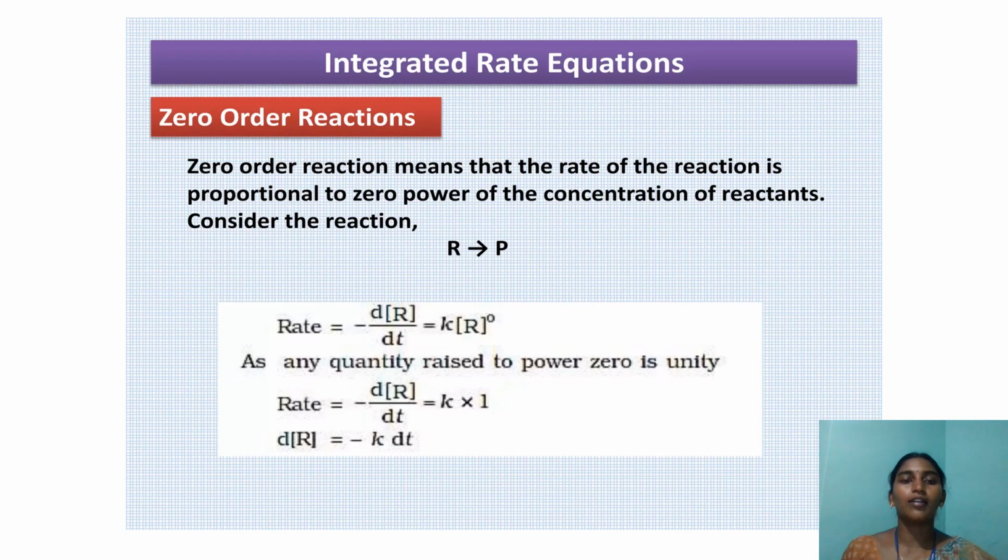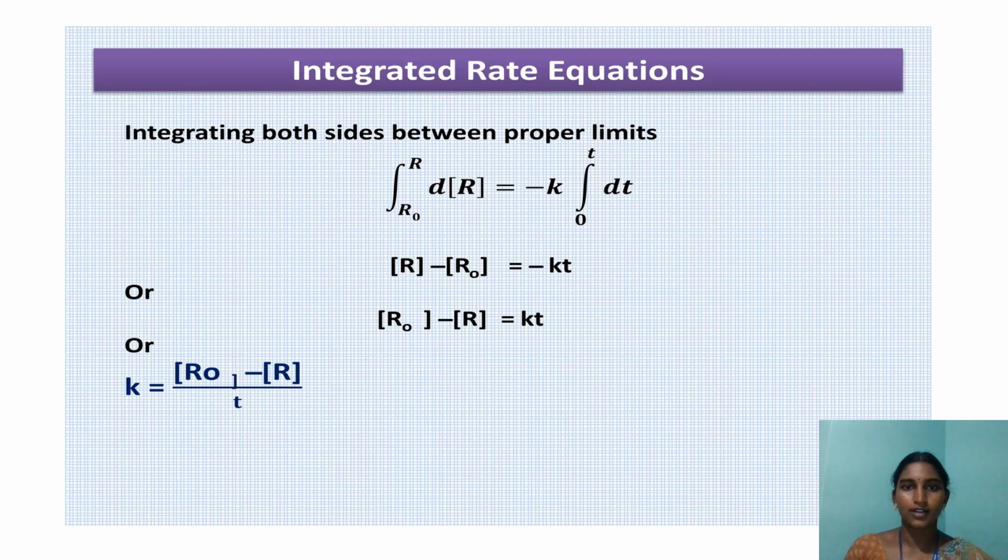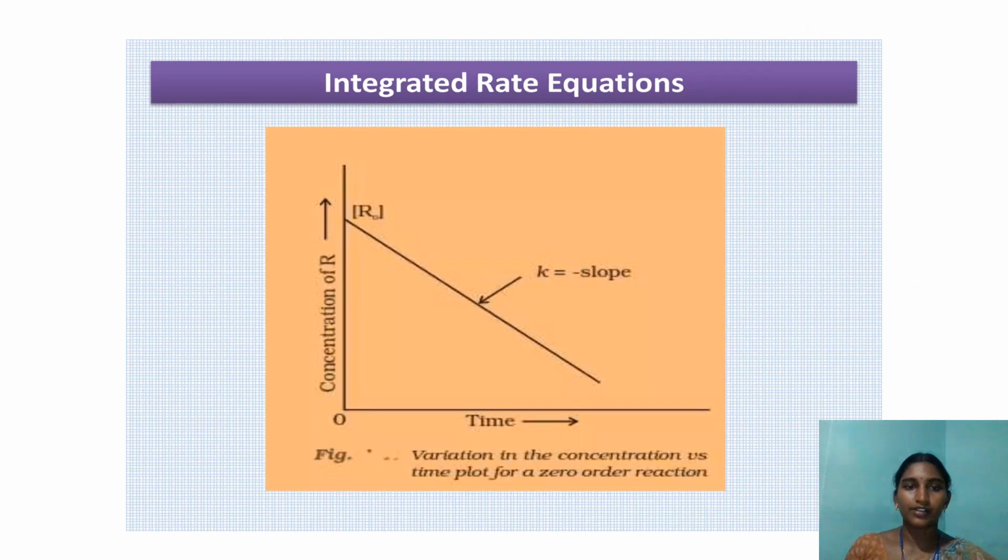Then integrated rate equations. Zero order reactions means the rate of reaction is proportional to the zero power of concentration of reactants. Consider the reaction. Then integrated rate equations. These are the graph pictures.